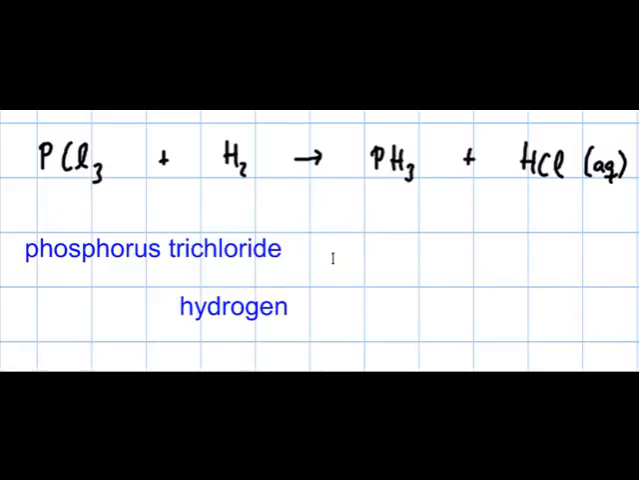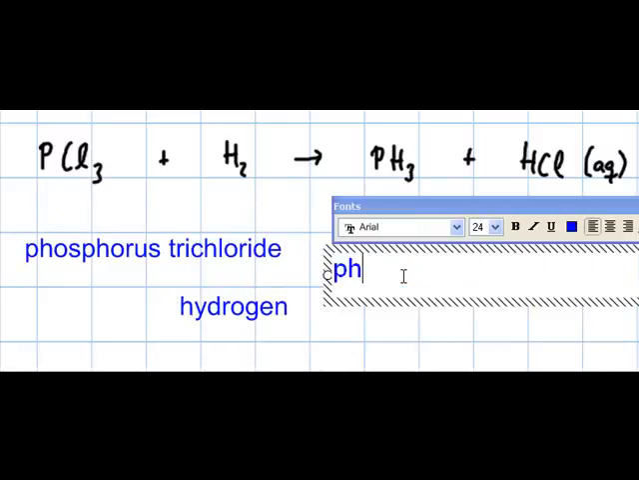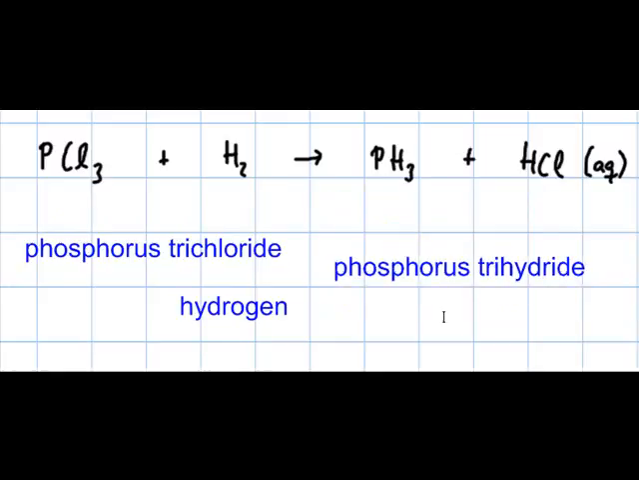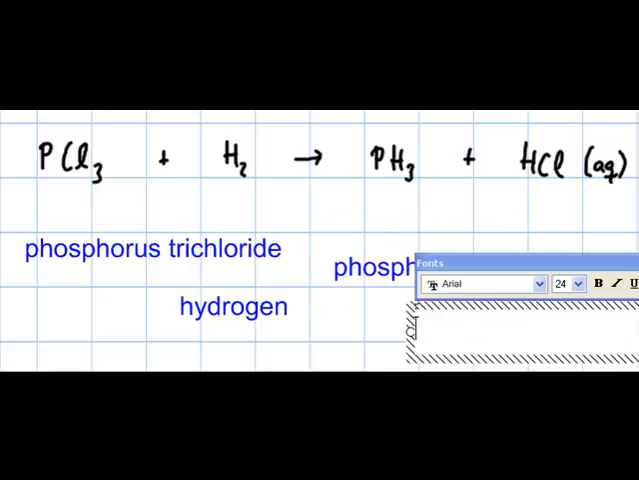That one is also two nonmetals, so phosphorus trihydride, and HCl only goes by its proper name, especially when it's in solution. Hydrochloric acid.